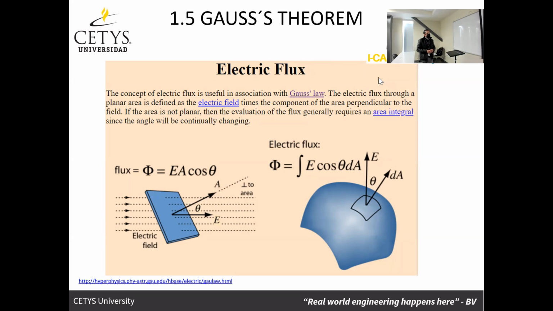So the electrical flux is, again, imagine that the electrical field are these lines, and I have a certain surface area, and I want to know how many of those lines are going through that area. And so electrical flux is represented by this Greek symbol here.